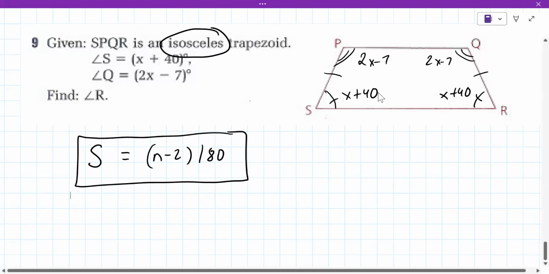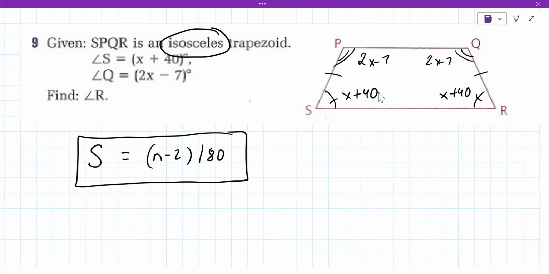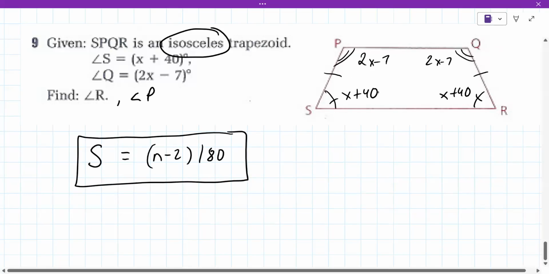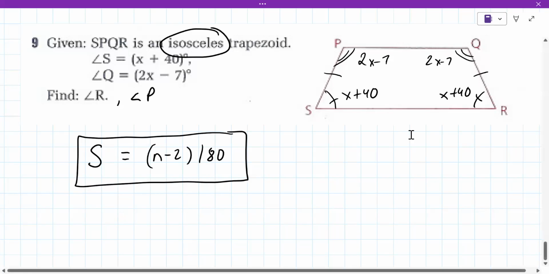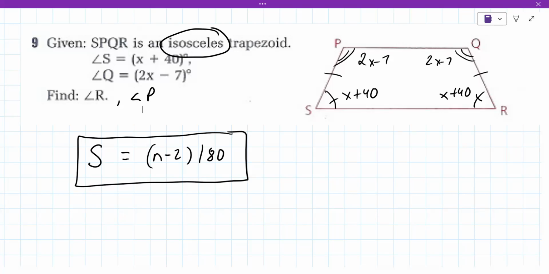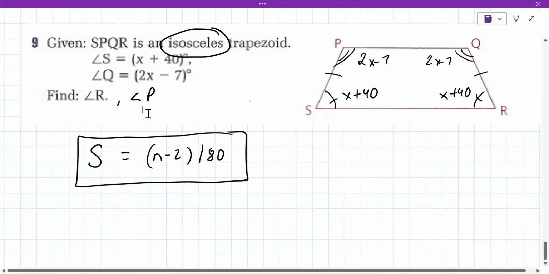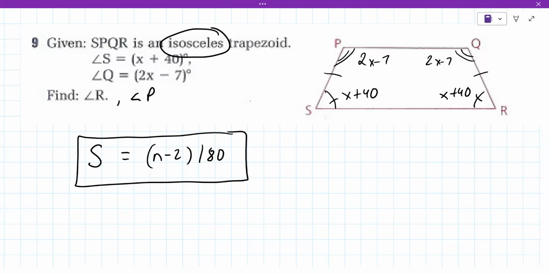You have to solve for x and then put it in for angle R. It could ask you for really anything. Could ask you for angle P also. Any of these are kind of reasonable to ask for. Okay, that makes sense. So will you solve this for x for us and then figure out which is R and which is P? Okay.